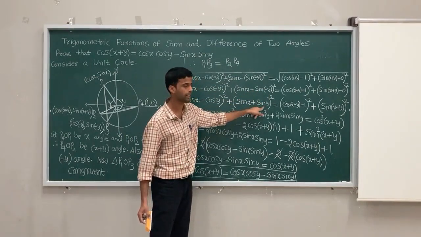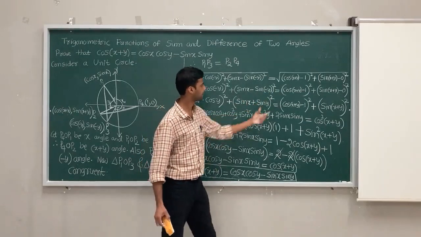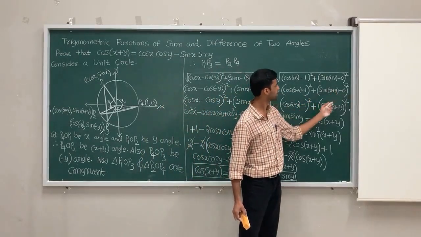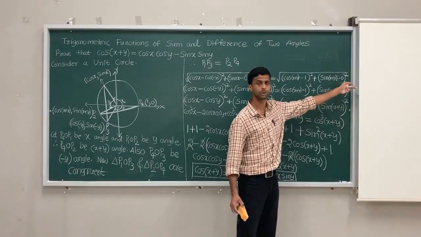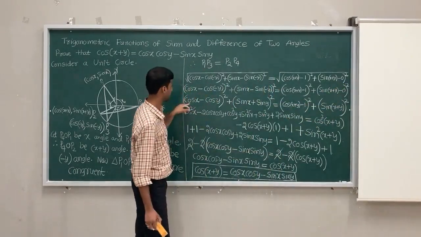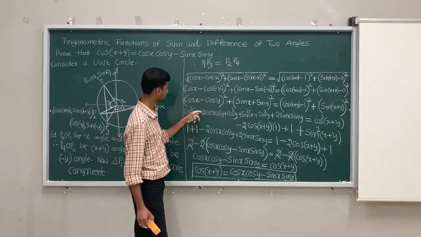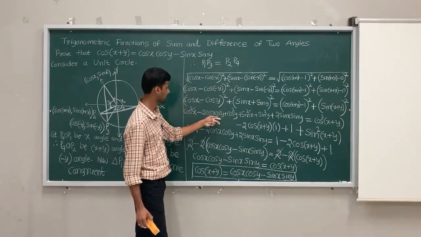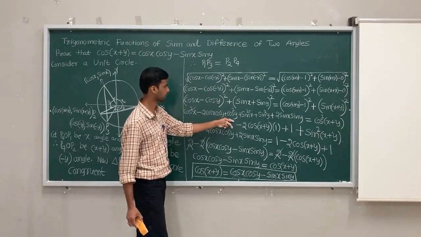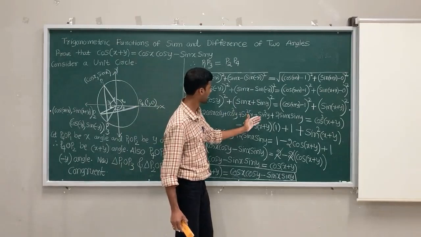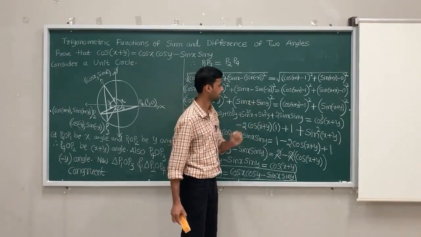So I wrote sin y whole square. Then I have not changed anything here. I know that sin of x plus y minus 0 is sin of x plus y the whole square. Then I use a minus b the whole square: a square minus 2 times a into b, it is cos x cos y plus b square, cos square y. Here a plus b the whole square: sin square x plus sin square y plus 2 times sin x sin y.